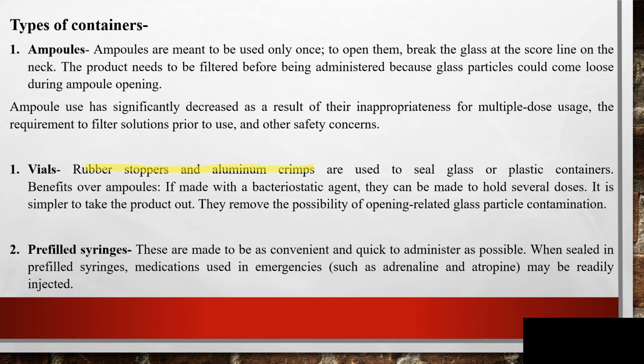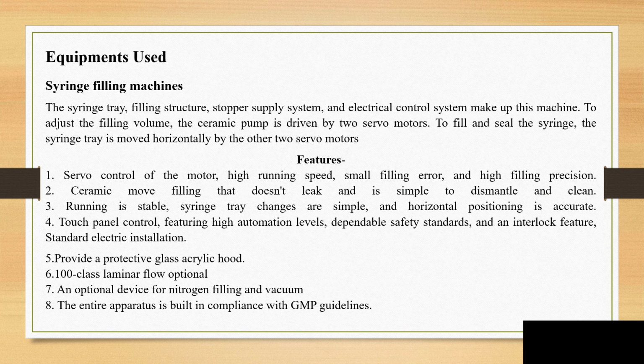Vials have benefits over ampules, because if made with bacteriostatic agents, they can be used in order to hold several doses. Then we have pre-filled syringes, which are made to be as convenient and quick to assemble as possible. They can be used in the case of emergencies. The different types of equipment which are used.